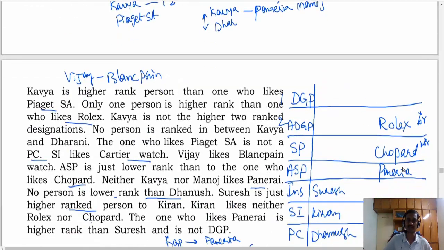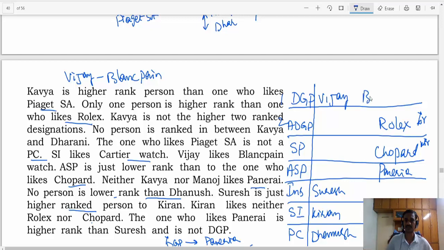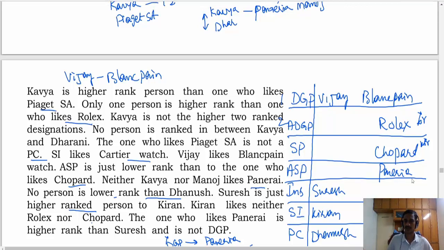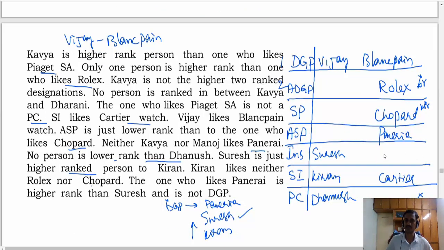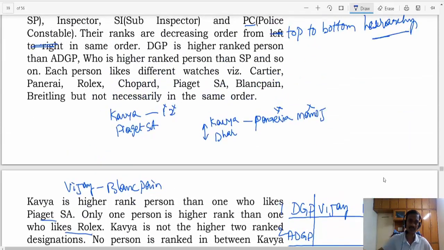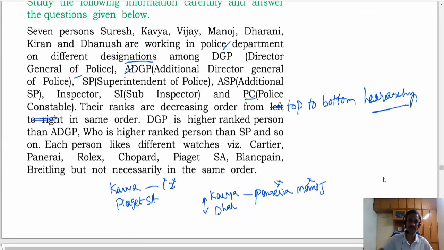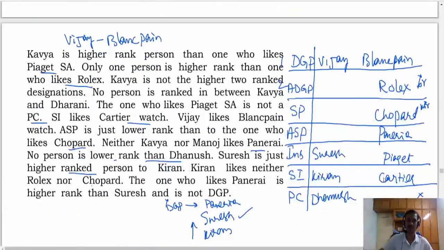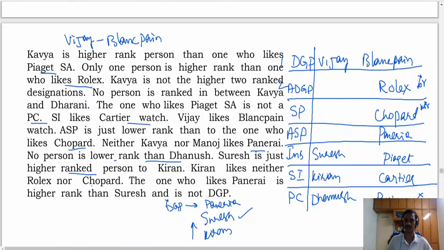Vijay likes blank pen. As Vijay likes blank pen, Vijay cannot be here. Hence Vijay must be here. As Vijay is here, this person likes blank pen. Then what is the other thing left over here? What is that watch we have? That watch is Breitling. Now this Dhanush likes Breitling watch. Then coming to this one, Suresh and Kiran were finalized, and DGP is not this one.